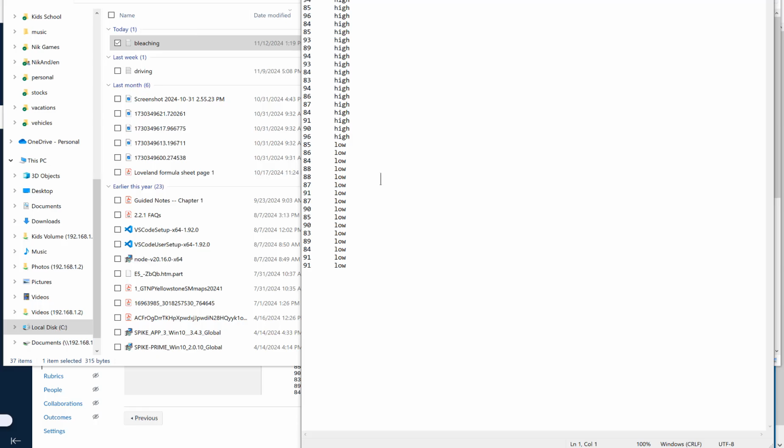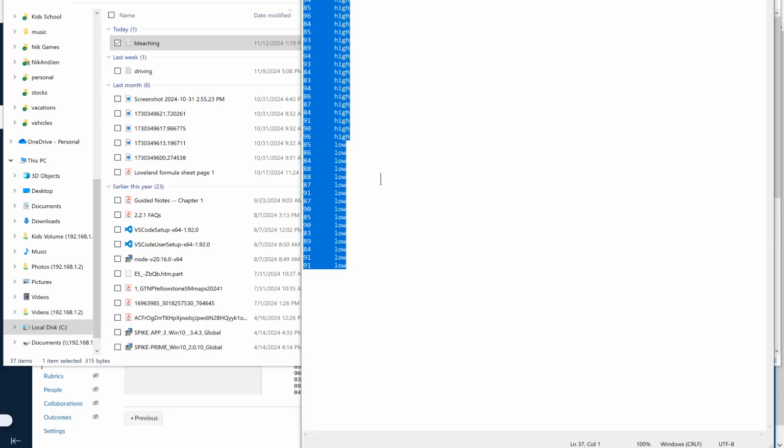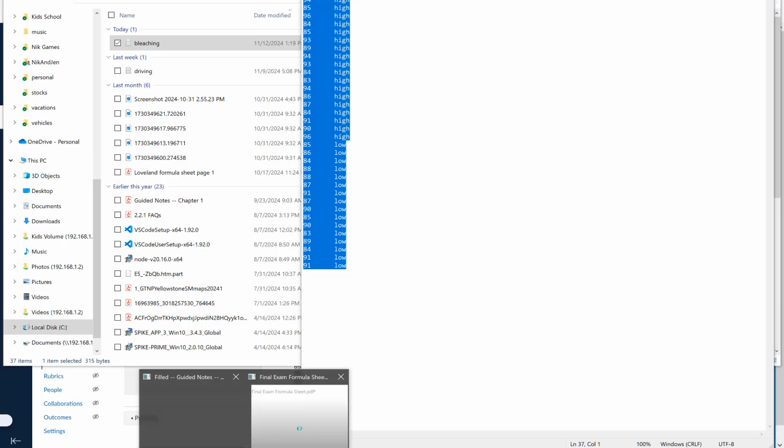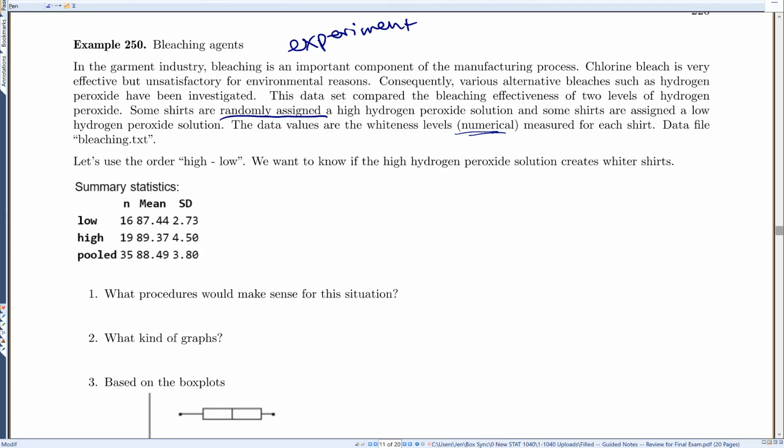So here's what my data set looks like. You would just copy everything and copy it straight over into the applet. So when it told me that my whiteness was numerical, that tells me that I have a quantitative variable. But we have two groups, or two samples.